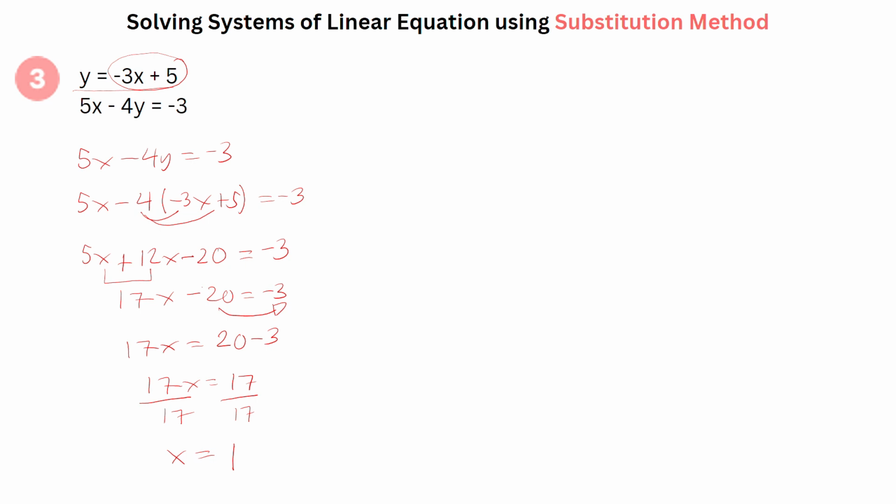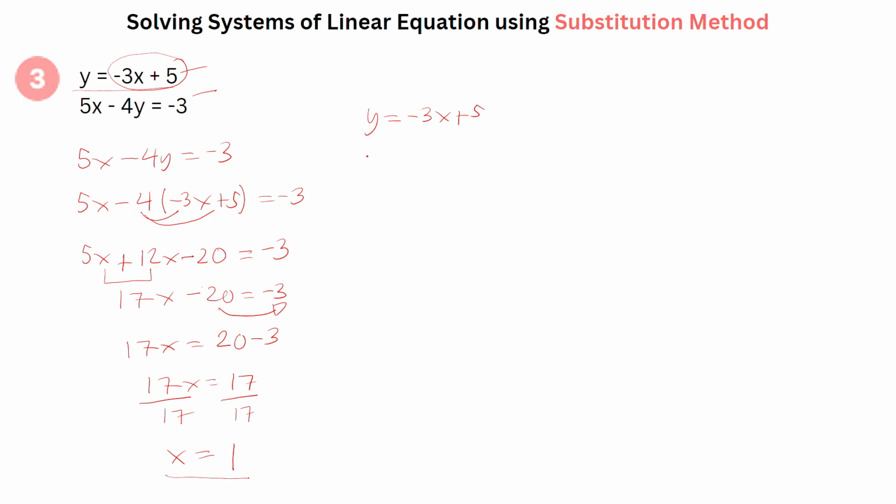Now, are we done already? Not yet, because we only have here the value of x. How do we solve again for the value of y? Again, you can use either of the two equations. But, okay, let's say we use the first equation. So y equals negative 3x plus 5.